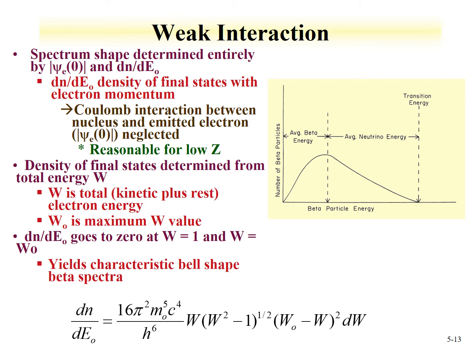The spectrum shape can be determined entirely from information related to the electron and the density of states. We're going to use that to get our typical bell-shaped curve. This is for energy. The one we showed earlier was for momentum. However, this equation does neglect the Coulomb interactions between the nucleus and the emitted either electron or positron.